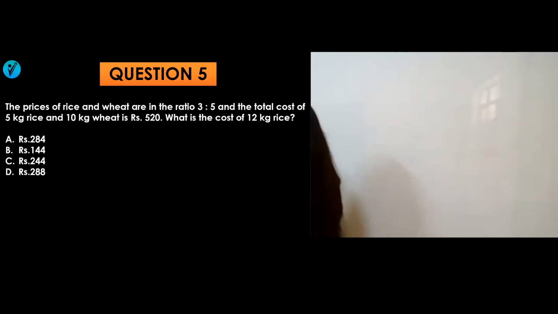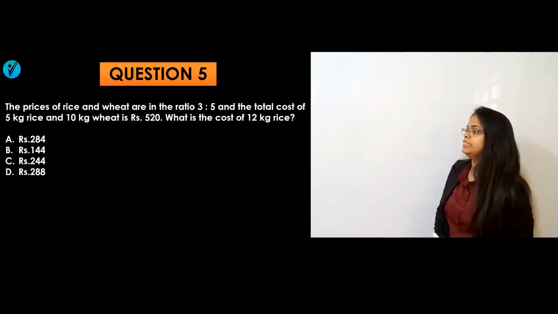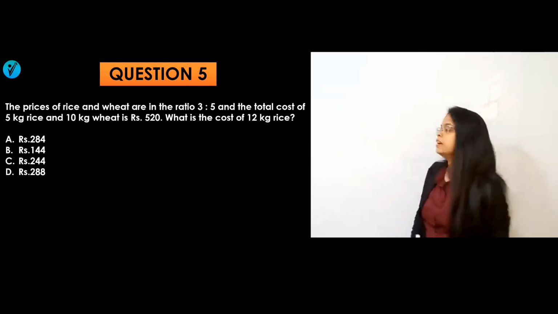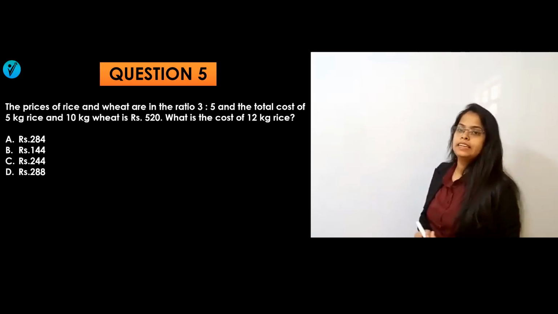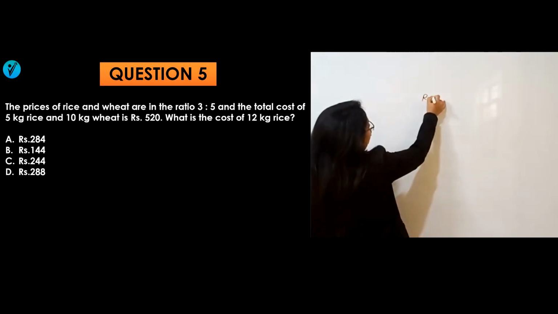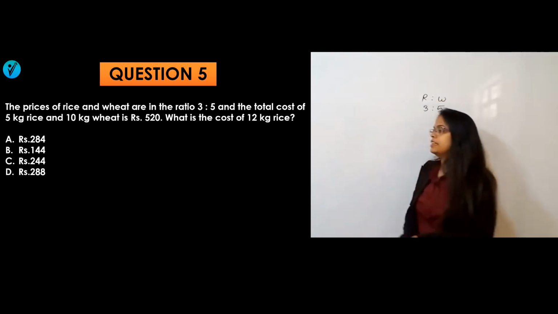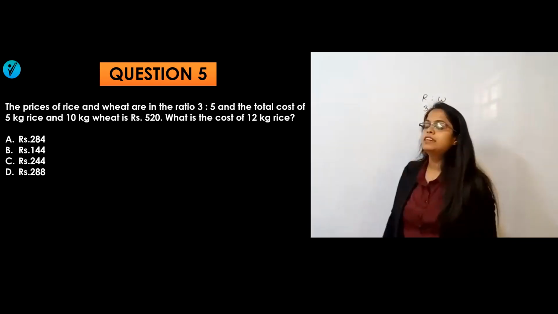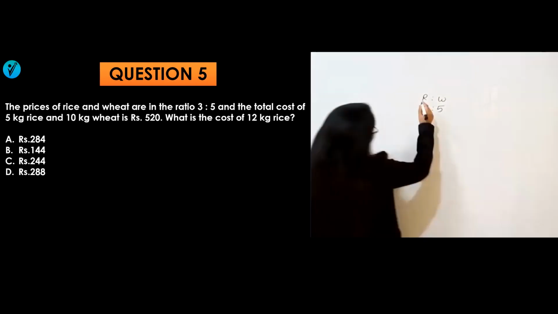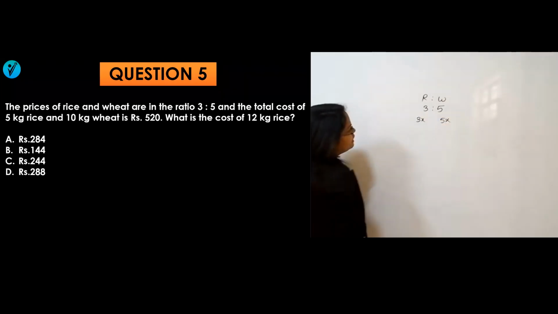What are they saying in this question number 5? The prices of rice and wheat are in the ratio 3:5 and the total cost of 5 kg rice and 10 kg wheat is 520. So if you see, the ratio of rice to wheat is 3:5. So you can say that the price of rice per kg is 3x and wheat is 5x.